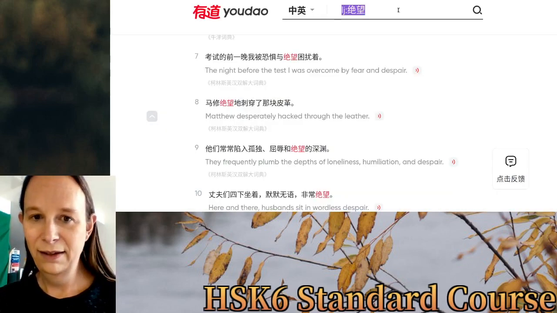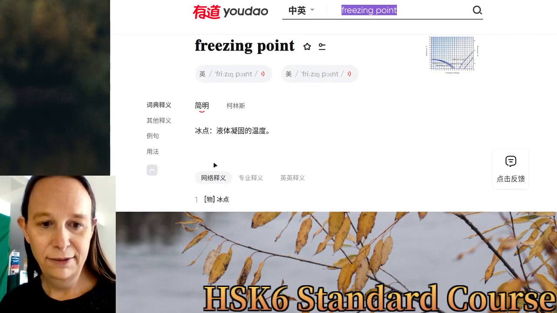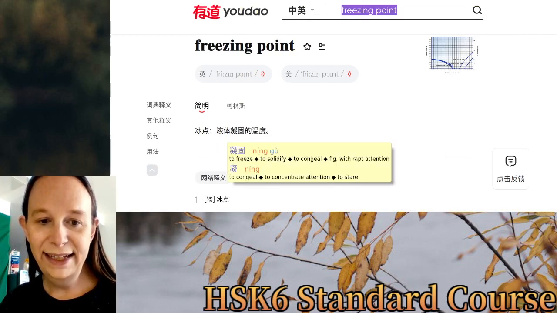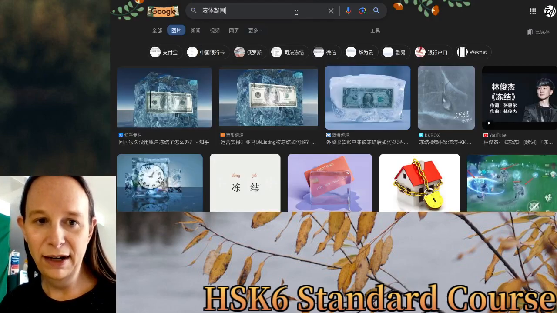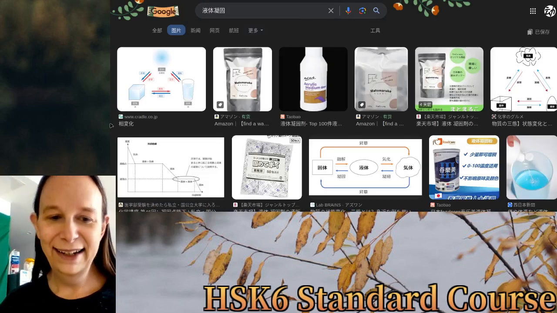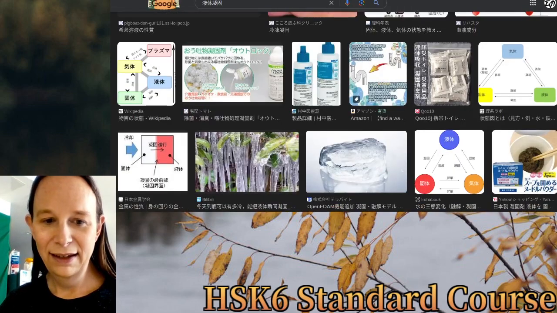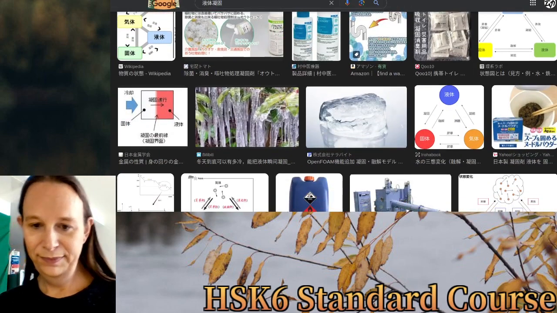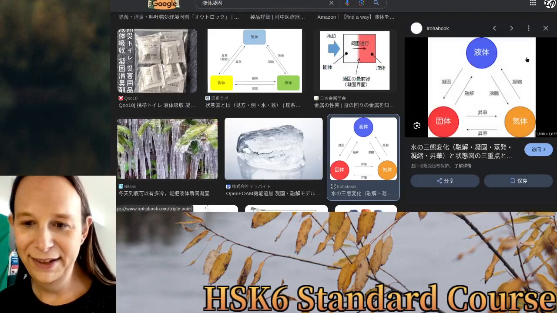So let's put in freezing point. Yeah, see what we get. 凝固的温度. So they use 凝固, 液体凝固. So it seems 凝固 is the common one. But I think you can use 冻结 as well, right? That's more common. 凝固. Oh, that looks interesting.